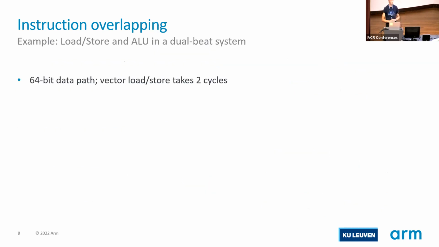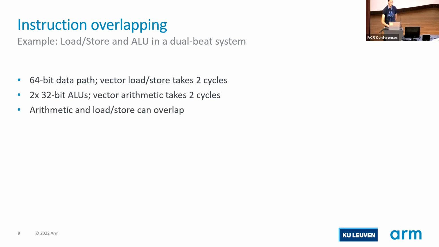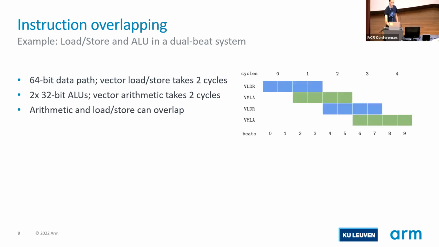An example will hopefully make this very clear. Let's say we have a 64-bit data path, and so a 128-bit load would take 2 cycles. And let's say we have 2 32-bit ALUs. So vector arithmetic would take 2 cycles. But arithmetic and load stores can overlap because they run on different units. Then we can achieve something as you see in this picture, where you have an alternation of loads and multiply accumulates, each of which takes 2 cycles, but they overlap by half, and therefore you still reach an instruction per cycle ratio of 1.